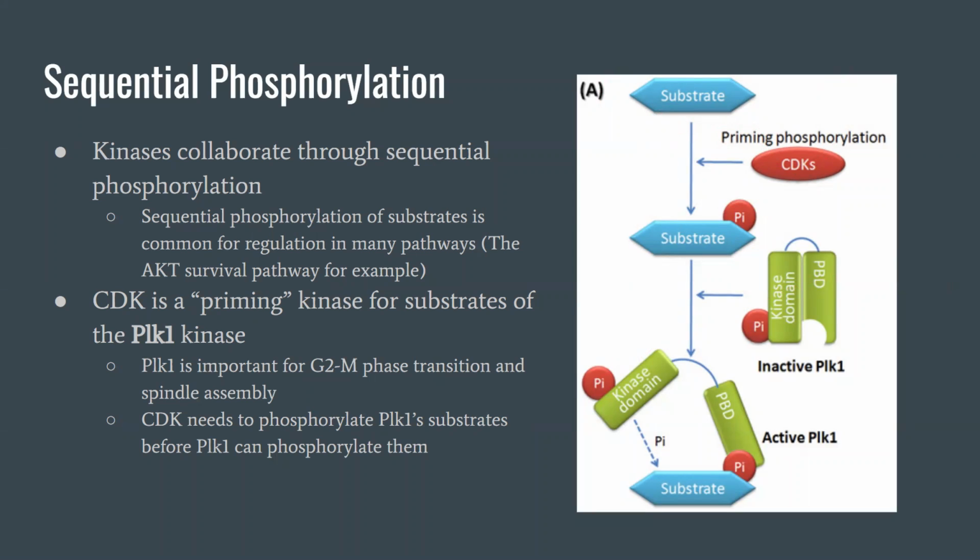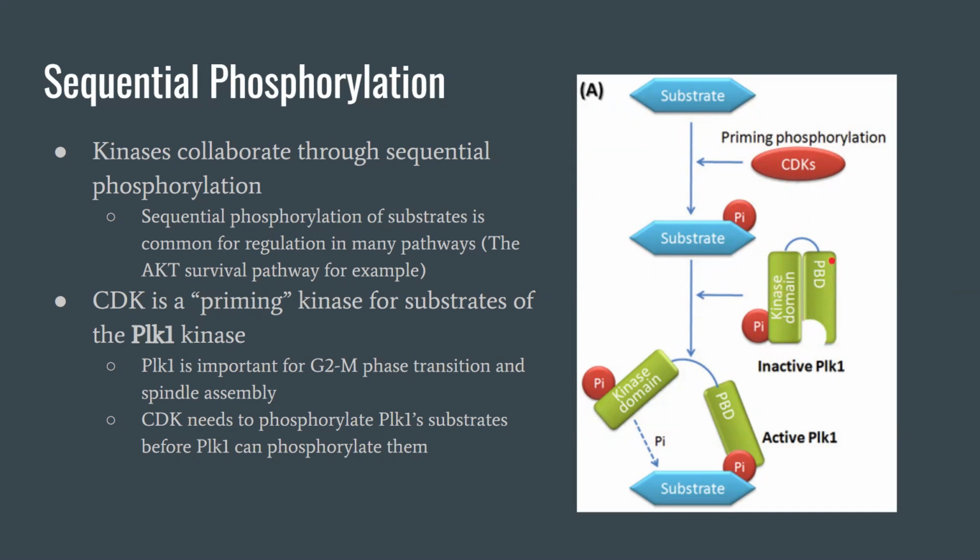So PLK1 is an important enzyme for the G2 M phase transition and spindle assembly, but it can't phosphorylate its substrate unless CDK also phosphorylates it. So CDK comes in as this priming phosphorylation. This is an inactive PLK. This is just its structure. It can then phosphorylate the substrate because now it has this phosphate. It's inactive because it needs to bind to this phosphate that CDK put there. Without CDK, it wouldn't be able to phosphorylate the substrate because, if you look here, it has a little spot for this phosphate put there by CDK.